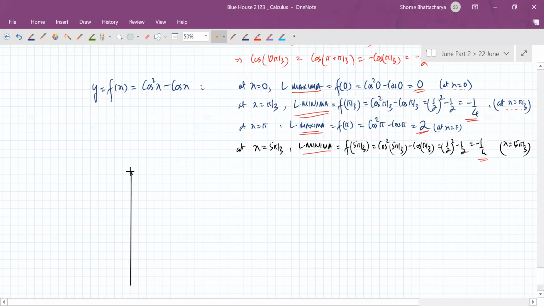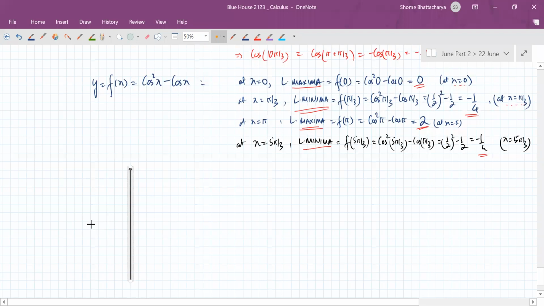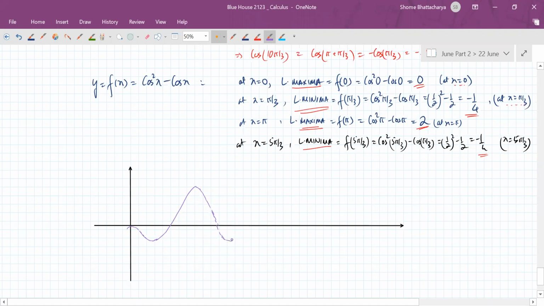So if you try to visualize the graph of this function, you see it has very interesting kind of behavior. Goes from 0 to -1/4, then goes up to 2, and again comes back to -1/4. Then this cycle repeats.